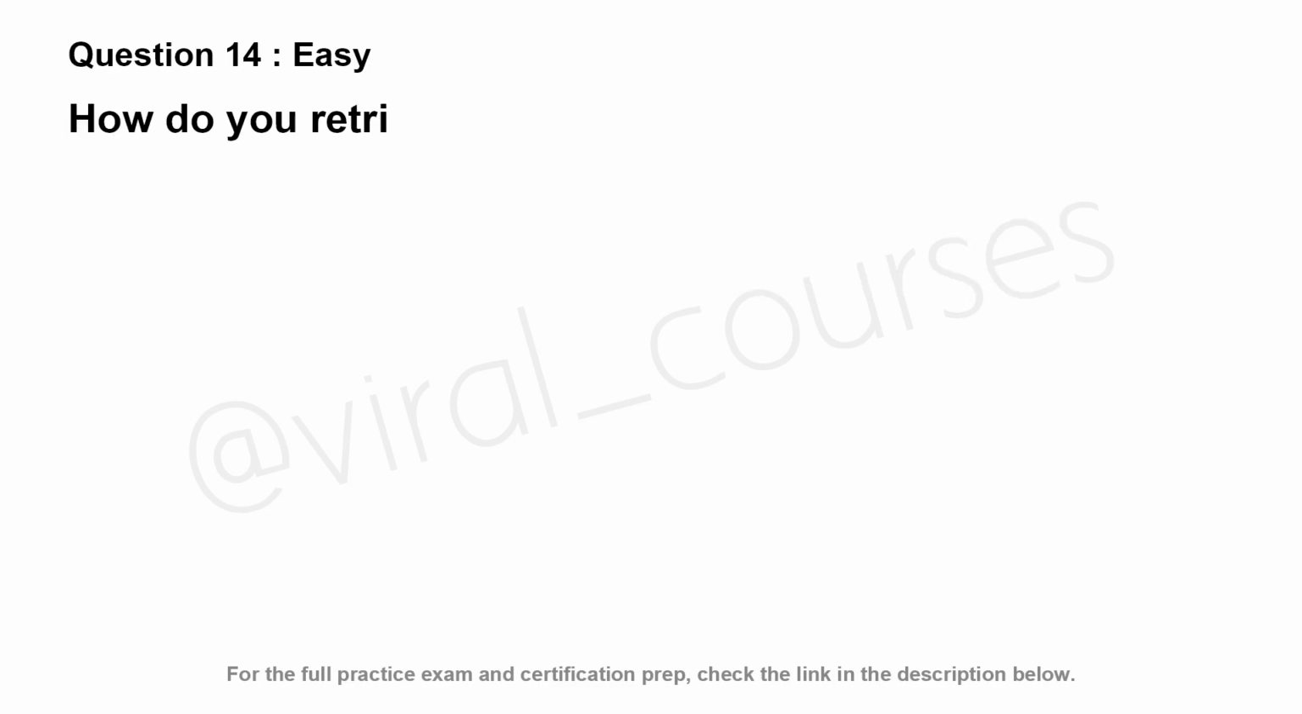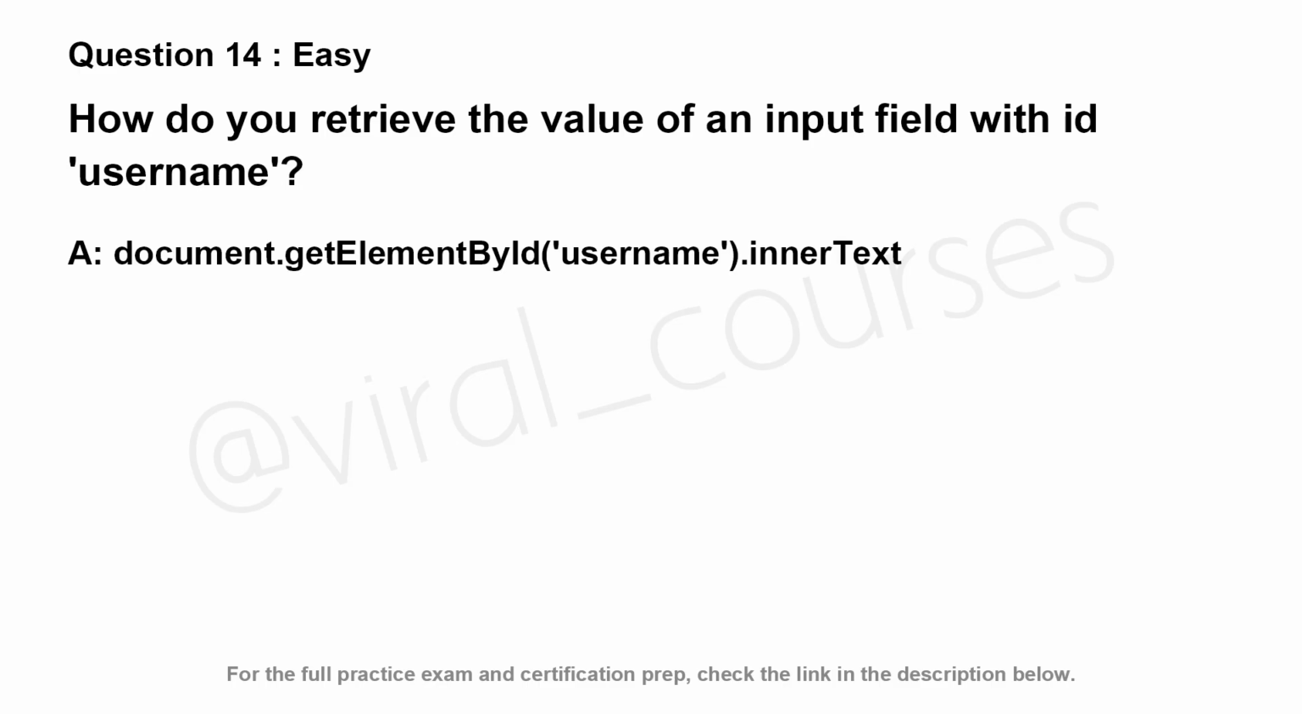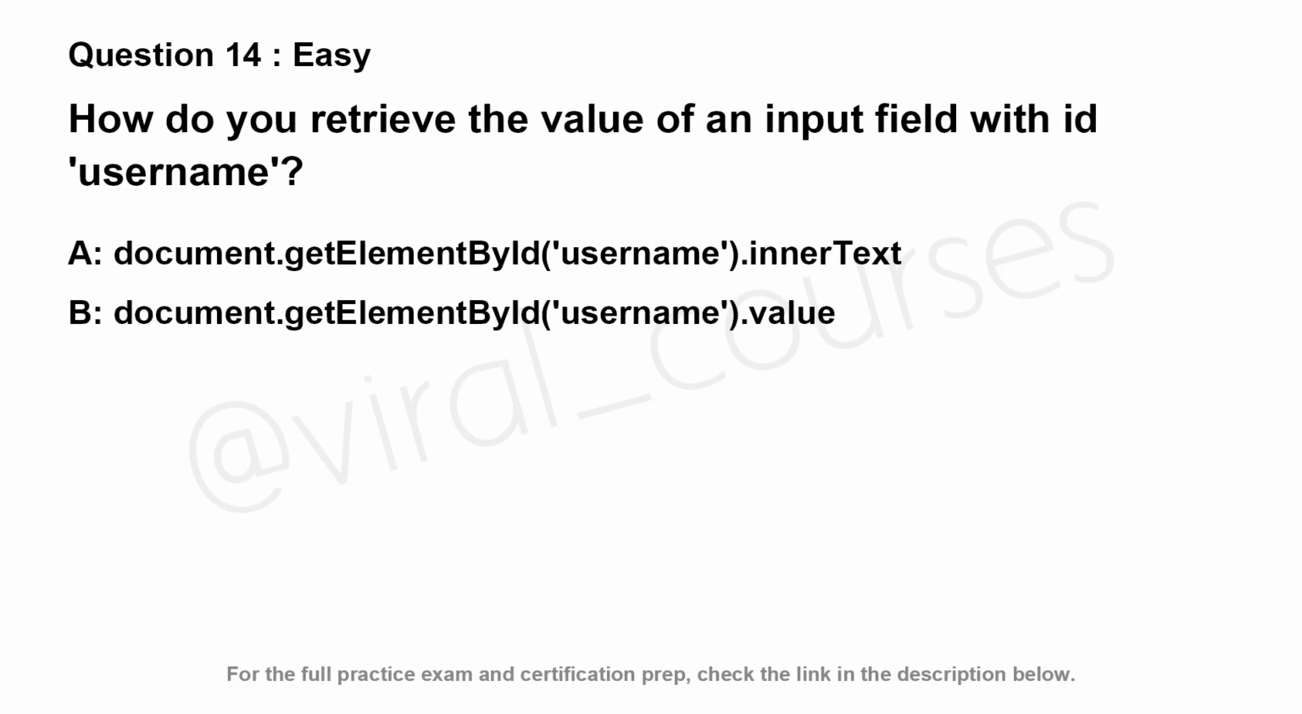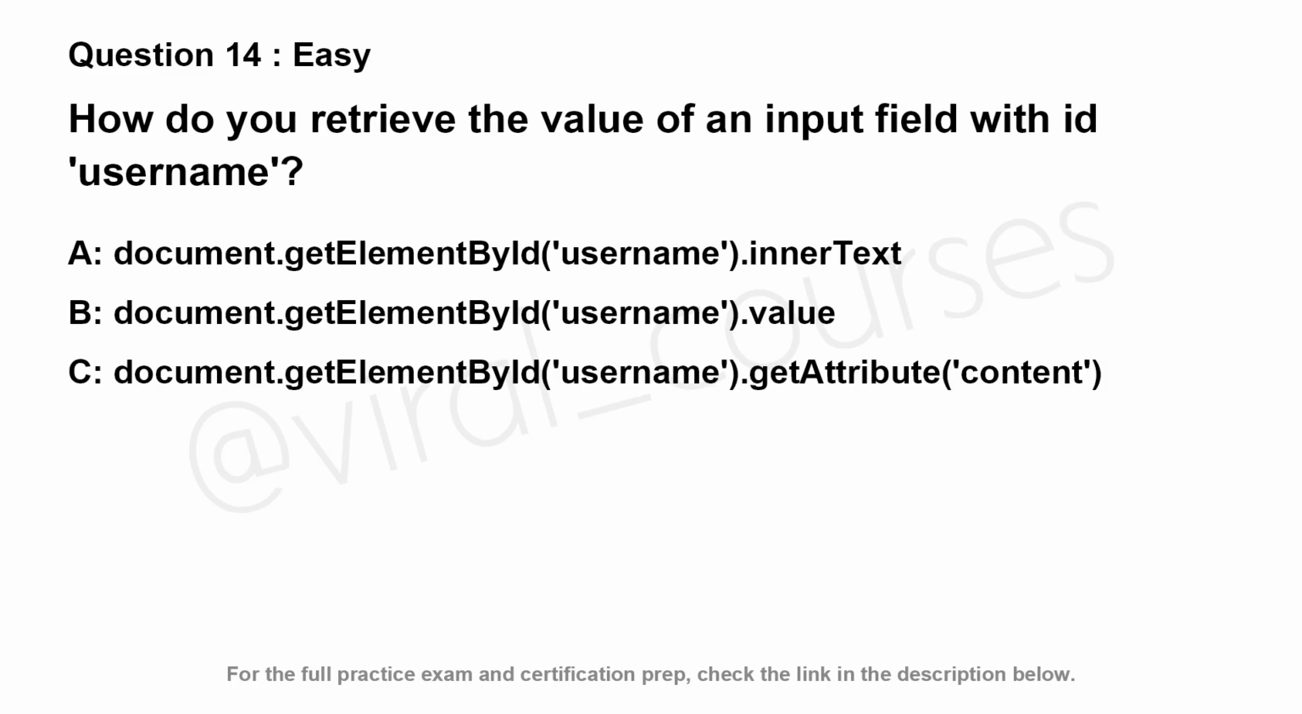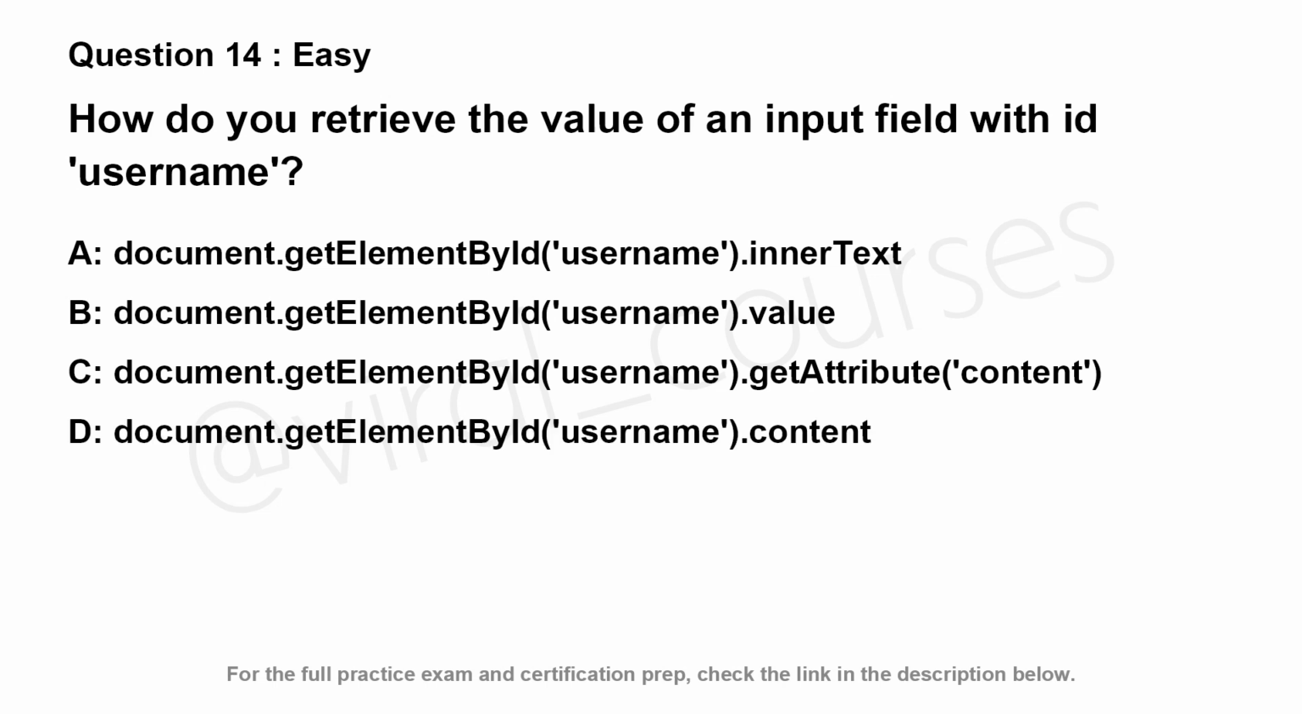How do you retrieve the value of an input field with id username? Option A, document.getElementById('username').innerText. Option B, document.getElementById('username').value. Option C, document.getElementById('username').getAttribute('content'). Option D, document.getElementById('username').content.